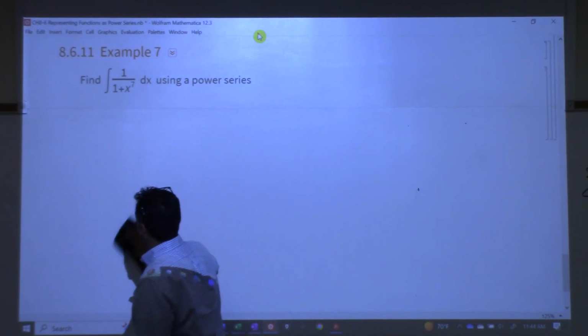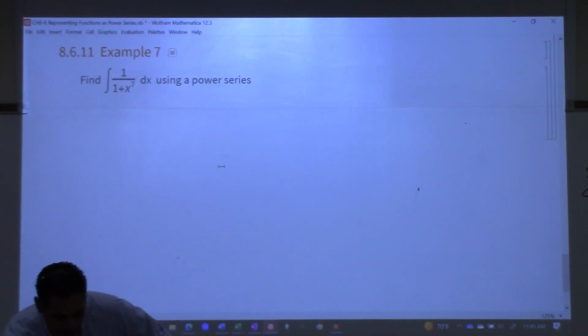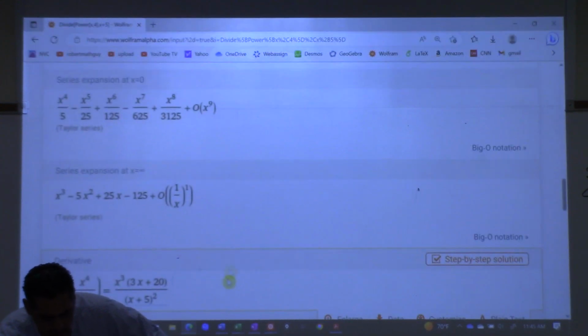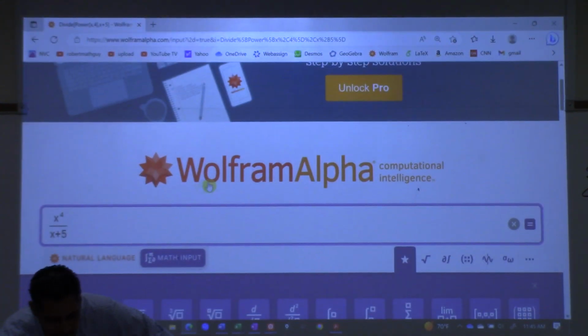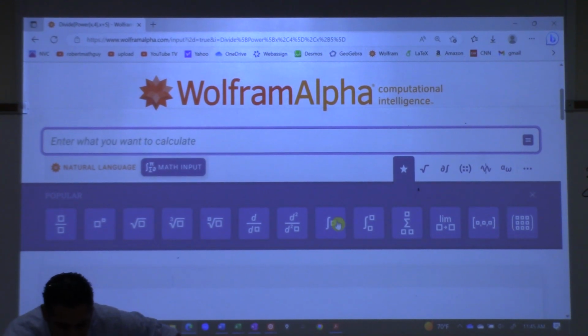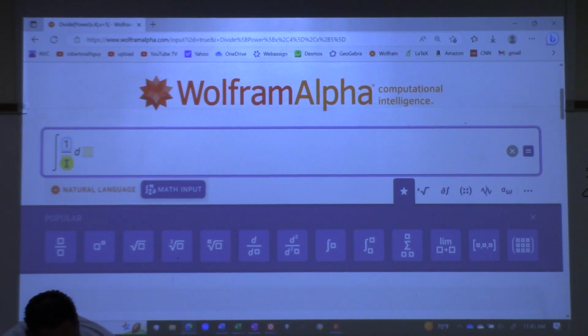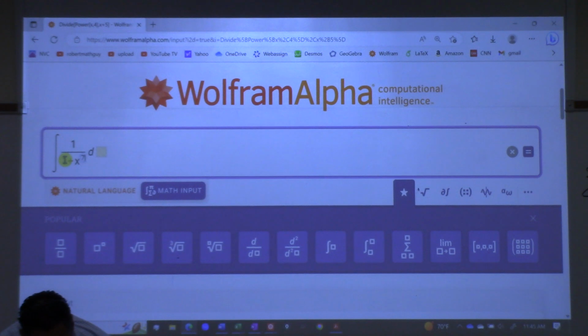What's the antiderivative of that? Okay, well, let's ask the computer for it. Because you don't have a method to do that. You don't know how to integrate that, neither do I, right? We don't have a method. 1 over 1 plus x to the 7th power.